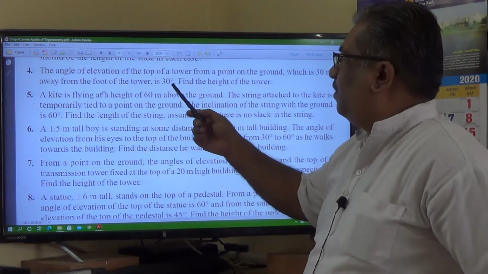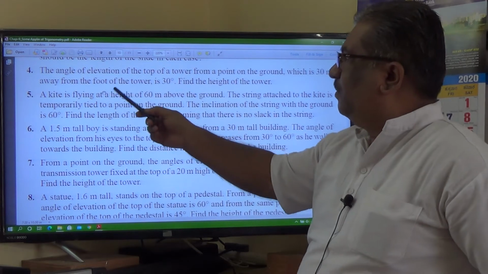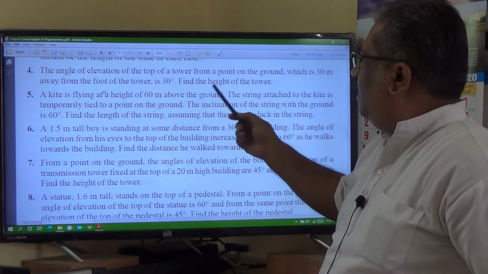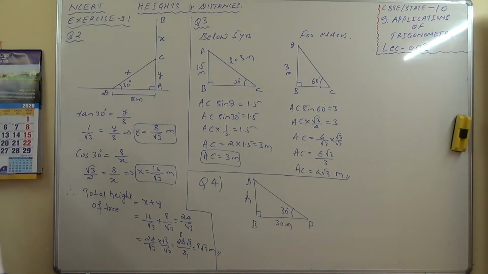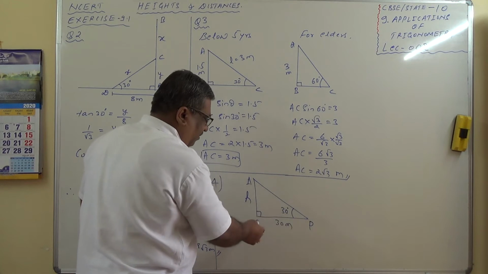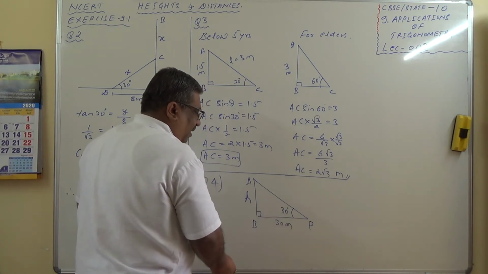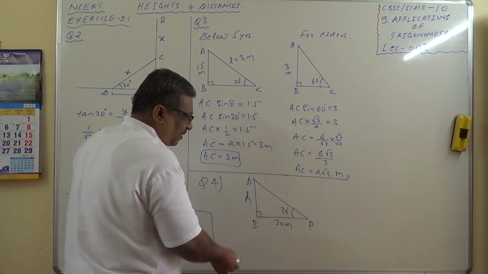Angle of elevation of the top of a tower from a point on the ground which is 30 meter away from the foot of the tower is 30 degree. Find the height of the tower. Let us solve this on the board. AB is a tower. Point P is 30 meter away from the base of the tower and the angle of elevation from point P is 30 degrees. Find the height of the tower is the question here.